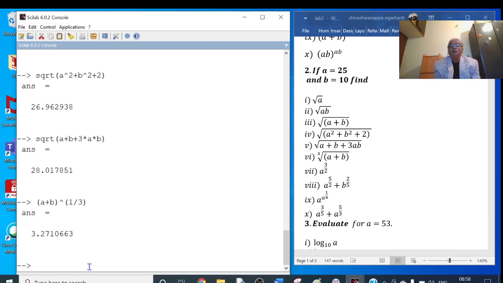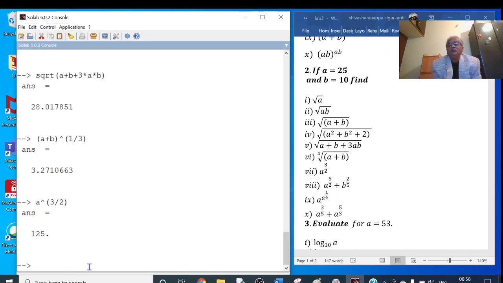Next one, a to the power of 3 by 2. Again you have to write this as a to the power of 3 by 2. But for that 3 by 2 you have to put a bracket. 3 by 2, bracket close, enter. See, 125.